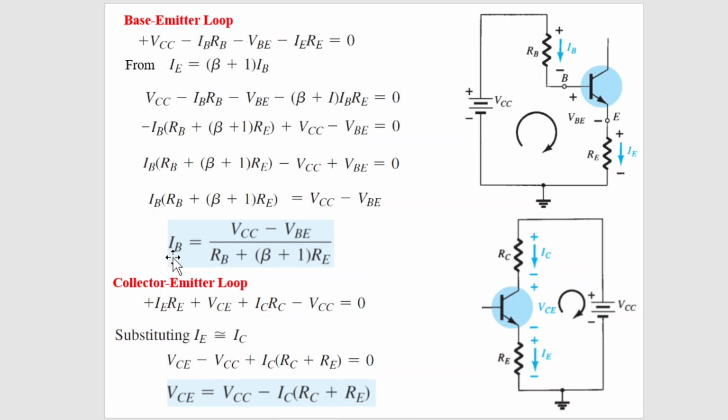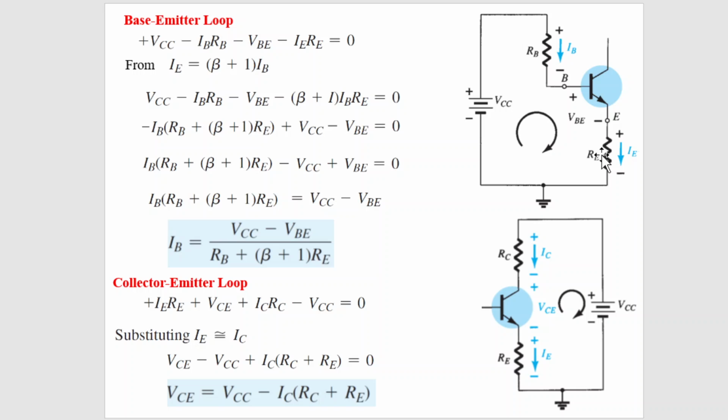So this is the value of IB and this is the value of VCE. Because this IB is known, we know the IC, and this IC is basically one of the Q points, that is ICQ, and this VCE is basically one of the Q points, that is VCEQ. So we can determine the value of the Q point for this fixed bias configuration.